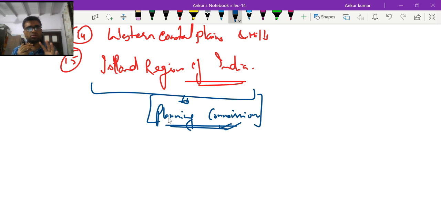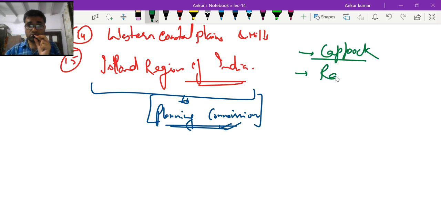Now we have done two types of regionalization, right? The first one was based on the Kapok, the second one was based on the Randhawa. And the third scheme of regionalization that we will do is the land capability classification.